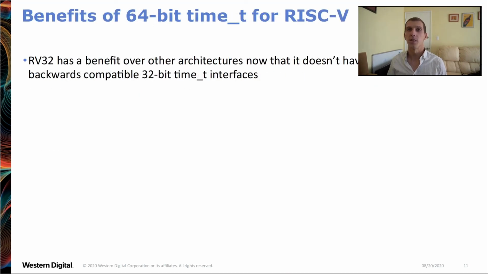So the benefits that RISC-V has over other architectures with the 64-bit time_t are actually quite extensive. 32-bit RISC-V has the large benefit that we now don't have to maintain these backwards-compatible 32-bit interfaces anymore. We can just use these single new 64-bit interfaces. We don't have to worry about year 2038 problems, and we don't have to worry about migration plans. So that's all very helpful.